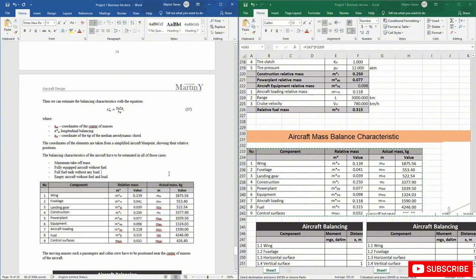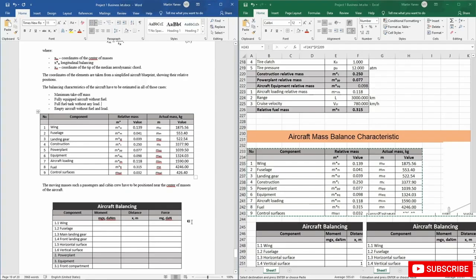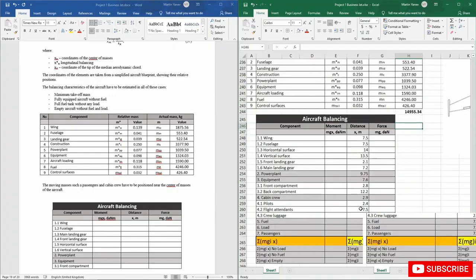Okay, so that was it for today, guys. It was actually unbelievably quite fast lecture today because we estimated the mass quite fast with Excel. So that was it for today, and in the next lecture I will start estimating the aircraft balancing characteristics. Thanks for watching.